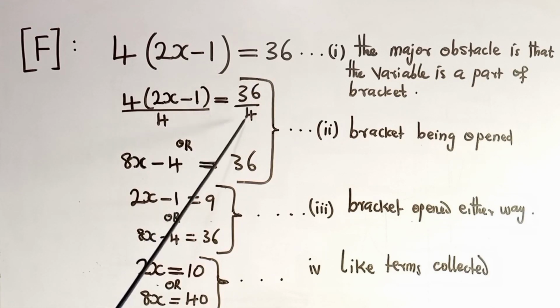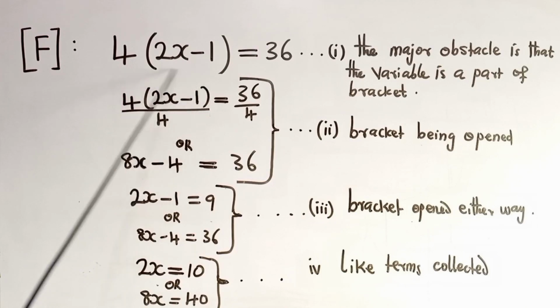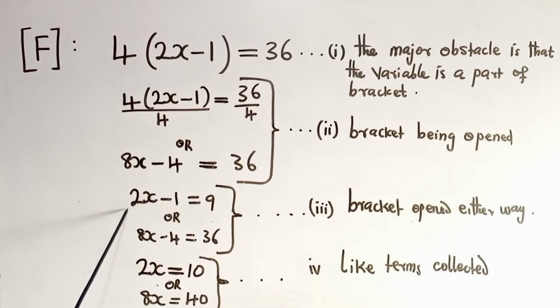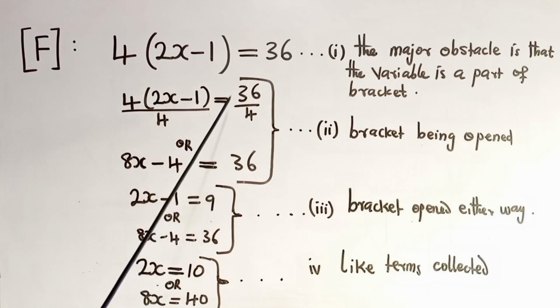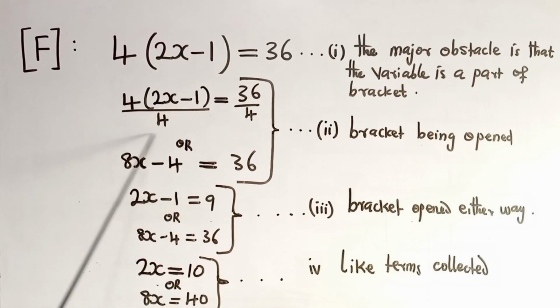And then 36 over 4 is equal to what? 9. Therefore, out of this expression, we now have 2x minus 1. Even if I put a bracket here to enclose 2x minus 1, as long as nothing comes before that bracket except 1, which is hidden most of the time, that bracket is considered open. And so it is open here. 2x minus 1 is equal to 9 is the result of this operation we carried out on both sides of this equation. That is the first alternative.